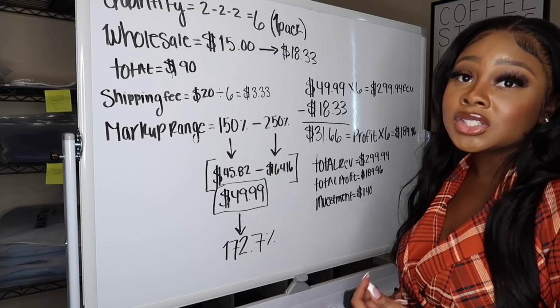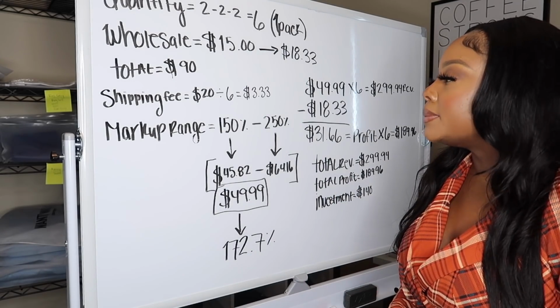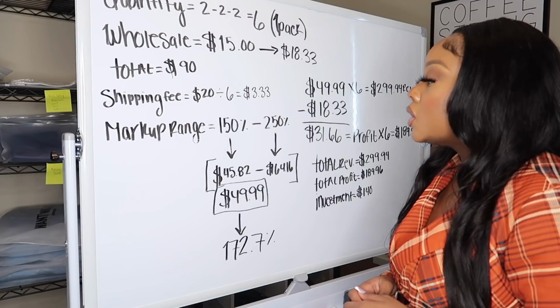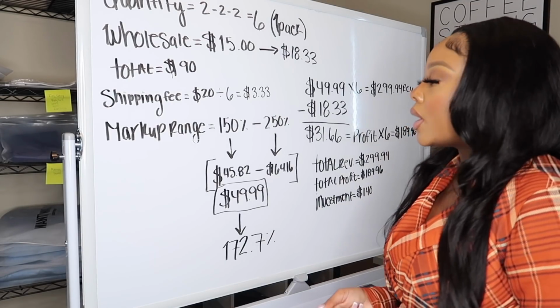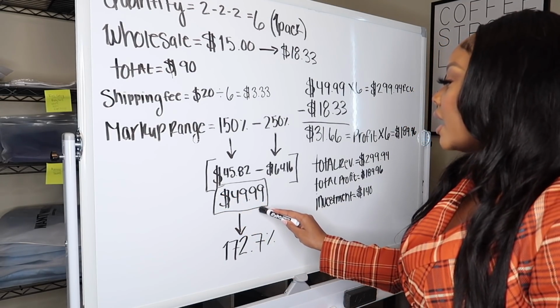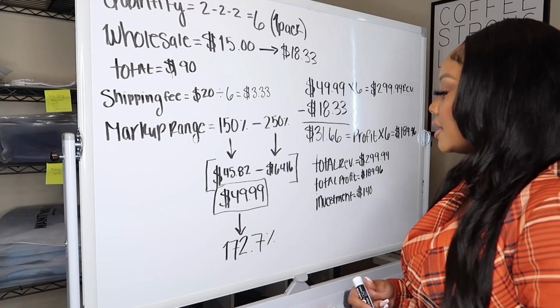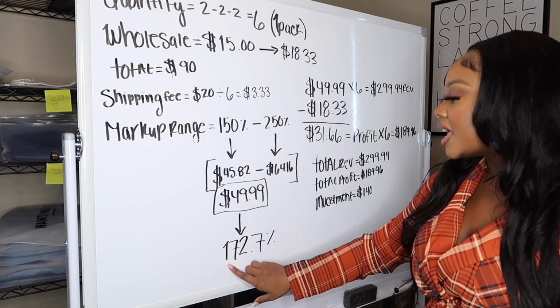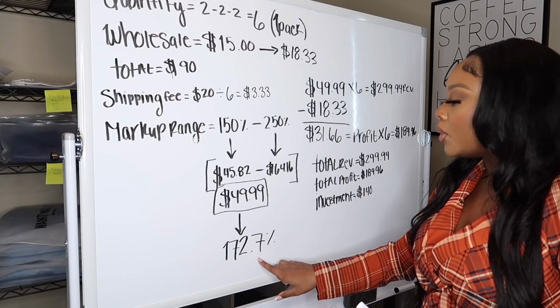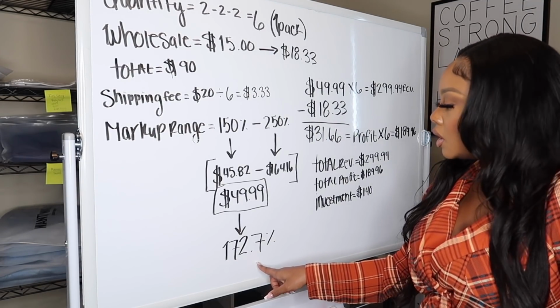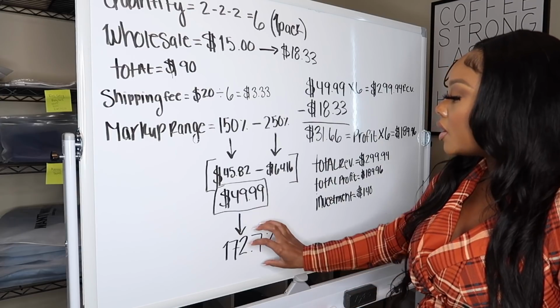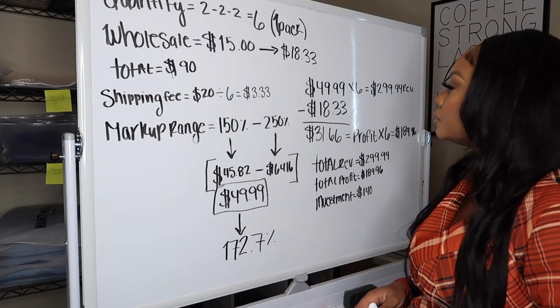However, granted quality, granted demand, supply and demand, my competitors even, I want to make sure I have competitive prices as well. I know that I want to sell this item for $49.99. That is going to give me a 172.7% markup. So that will be my business's markup for that actual product itself.